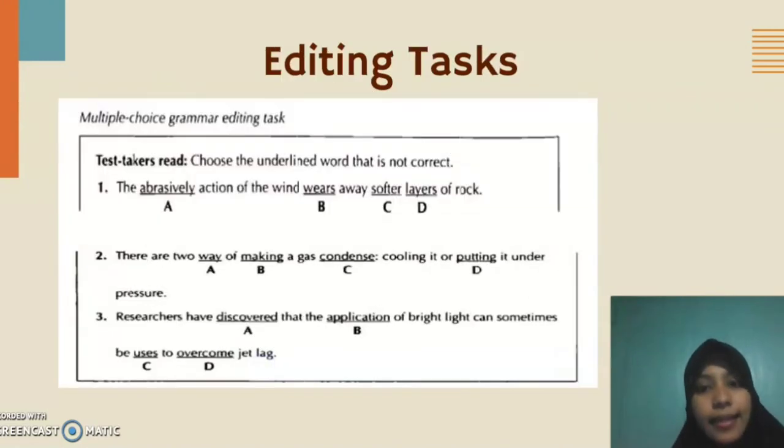Next is editing tasks. Editing tasks, or rhetorical errors, is a test method used to assess linguistic competence in reading. This technique focuses not only on grammar but also on introducing original editing tasks, or seeing errors in the writing part. Here is a set of examples of editing tasks.